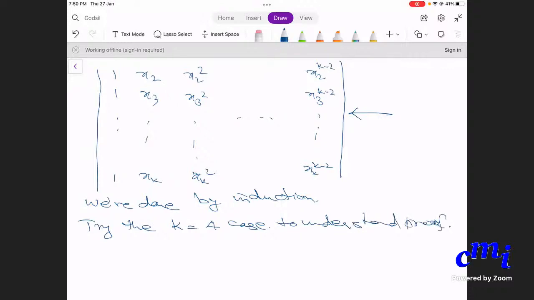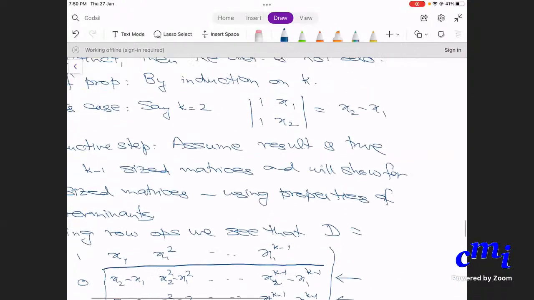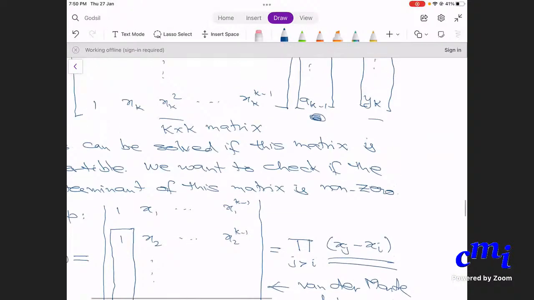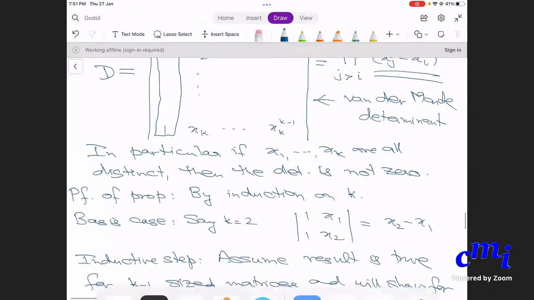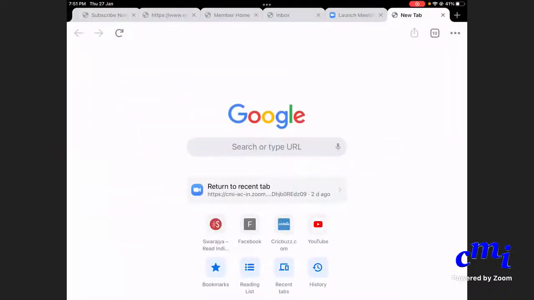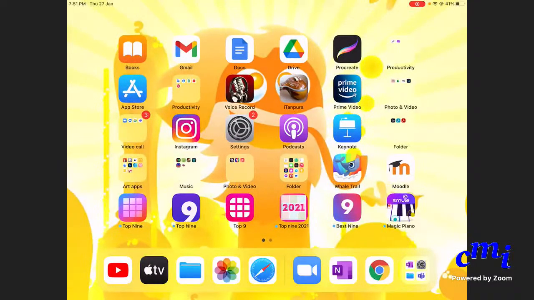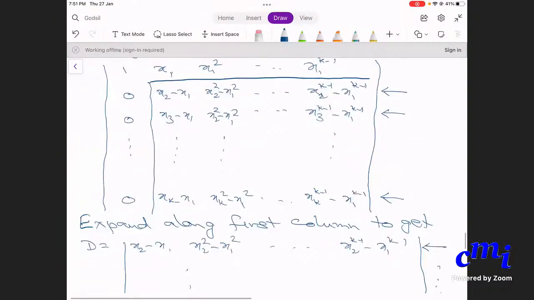Okay, so once we have this Vandermonde, as I said, this Vandermonde is the main thing in doing Lagrange interpolation, and it will show that we can solve provided this matrix is invertible, and that matrix will be invertible if the Vandermonde determinant is non-zero, and it is non-zero because all the x's are distinct. But that's an inefficient way of doing Lagrange interpolation.